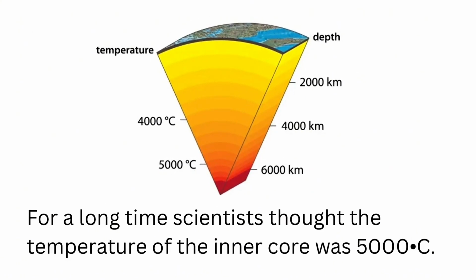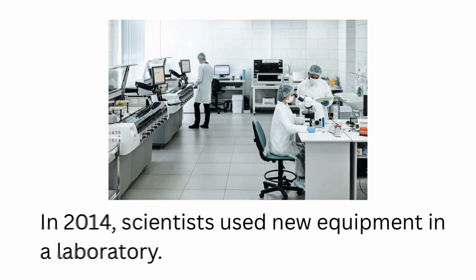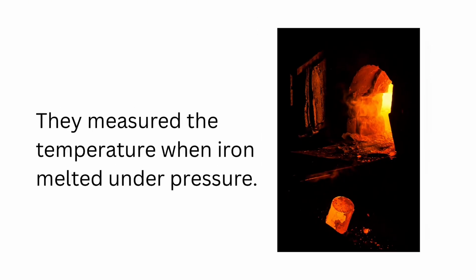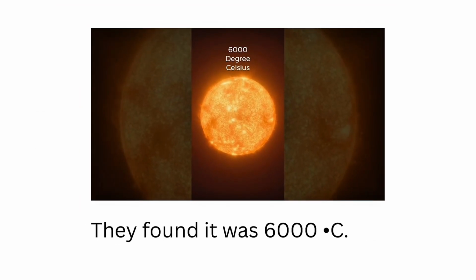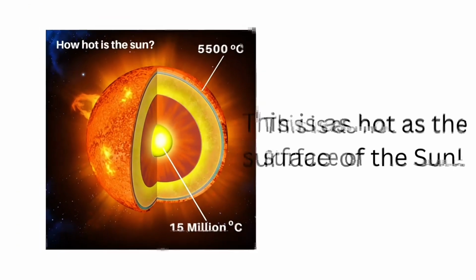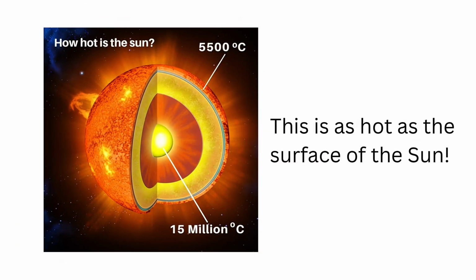For a long time, scientists thought the temperature of the inner core was 5,000 degrees Celsius. In 2014, scientists used new equipment in a laboratory. They measured the temperature when iron melted and the pressure. They found it was 6,000 degrees Celsius. This is as hot as the surface of the sun.